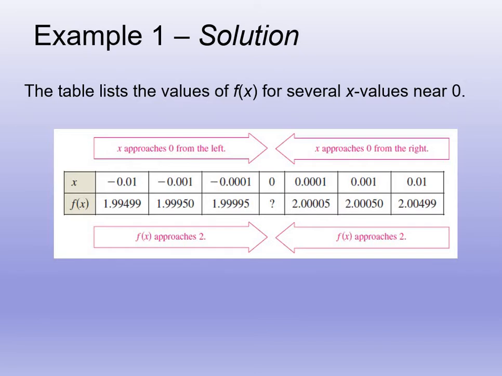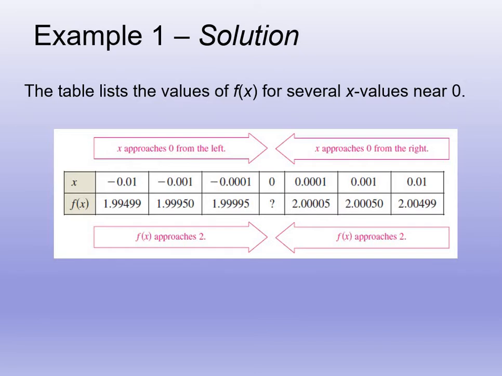We can see now in our table that as we get close to 0 from the left, meaning numbers less than 0, and as we get closer to 0 from the right, meaning numbers greater than 0, really close to 0, it looks like we are approaching what value? Well, 1.9995 is really close to 2, so is 2.0005. So we can conclude the limit of f of x as x approaches 0 is equal to 2 in this scenario.